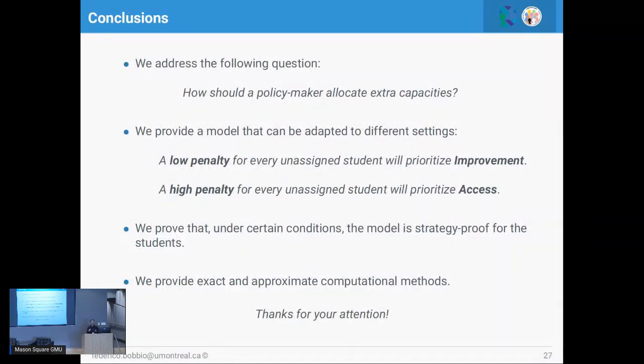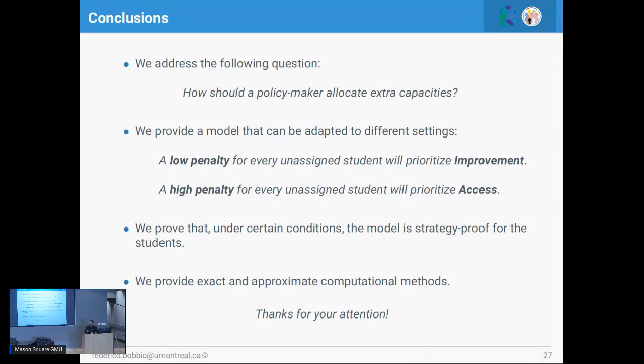So that's it. To conclude, we addressed the following question: how should policymakers allocate extra capacities? And we provide a model that is sufficiently flexible to be adapted to many real-world situations. For example, if there is a social value that is low for having unassigned students, then in this case, we have improvement. Or, for example, if we have a social value of having unassigned students, for example, elementary school kids, then we absolutely need to prioritize access.